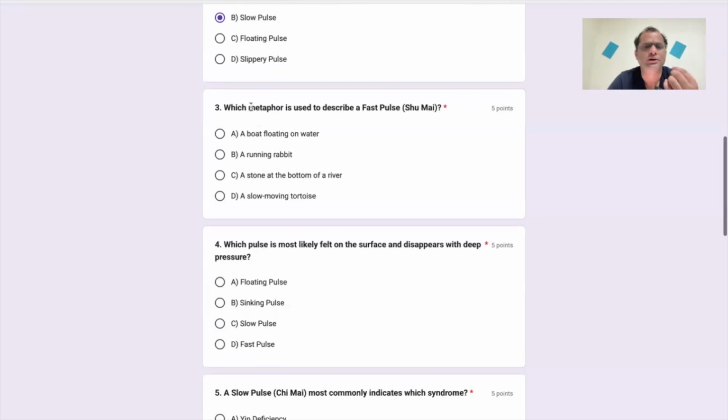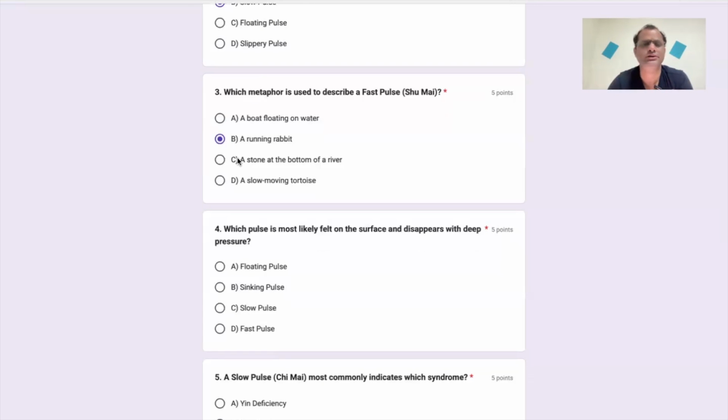Question number 3. Which metaphor is used to describe fast pulse? Running rabbit. So fast pulse means a running rabbit. It means the pulse is very fast, like a rabbit is running. So in one breath, we can feel 6 beats, 7 beats, or more than that. That is telling the heat condition.